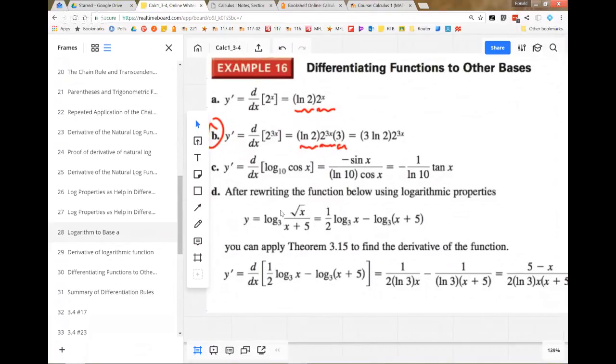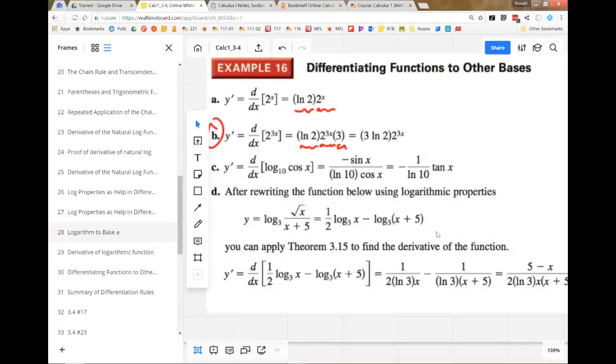And what they did is they first used the log laws. If you're going to take the log base anything of x square root x, that's like x to the 1/2. Well, that's just take the power 1/2 and multiply by the natural log base 3 of the thing under the square root sign, x. And then because you're dividing, you can subtract the log of the base.